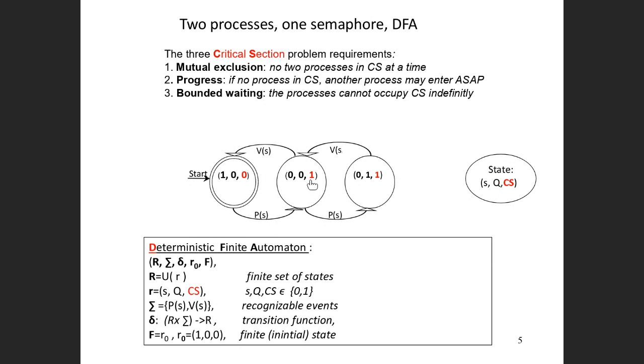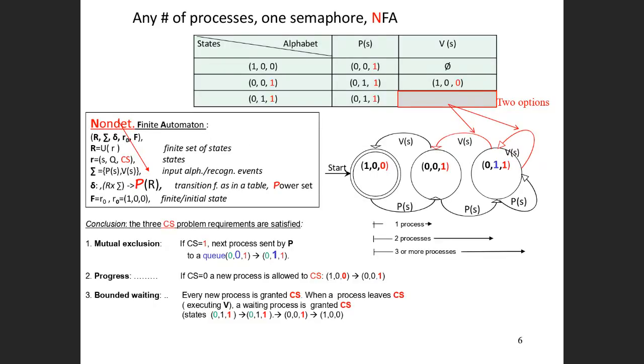Now the second process is executing, and once the process is done, it's executing V of S. Therefore, the critical section is left. Therefore, the critical section parameter has now changed from 1 to 0, and we are back in the initial state 1, 0, 0. Example of 3 states, only 3 states.